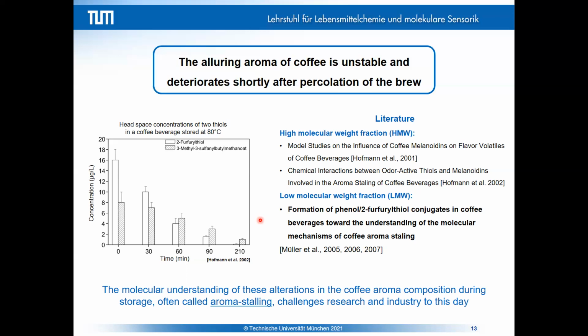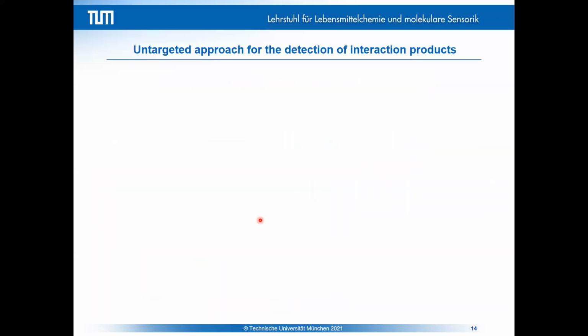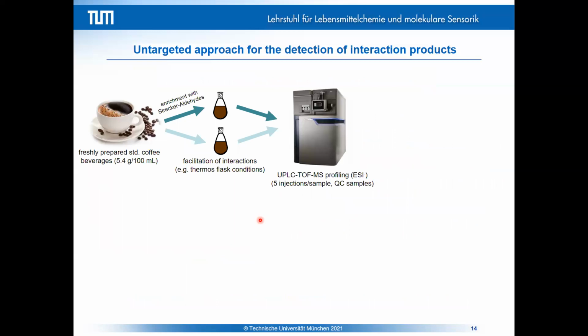So, this led us to the application of this untargeted metabolomics approach, because we wanted to get a real comprehensive overview of what is happening to the aroma, where the aroma is reacting, or where we are losing this coffee aroma. And so we used, like I mentioned earlier, this untargeted approach, but instead of having a treatment group and a reference group, we now have a coffee beverage that was split, and one portion was enriched with Strecker aldehydes and one was kept as is and used as the control group.